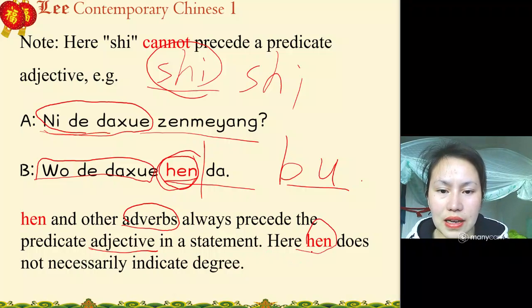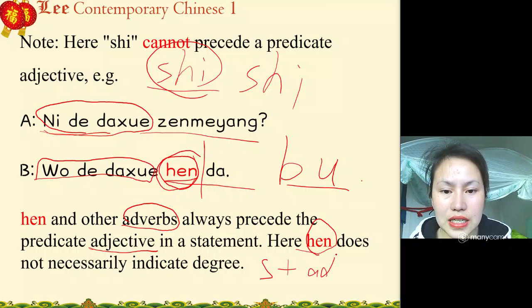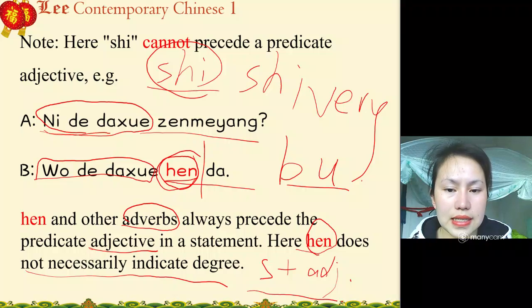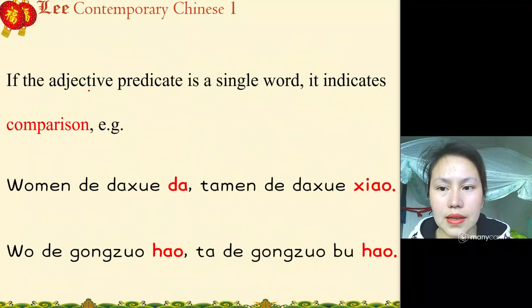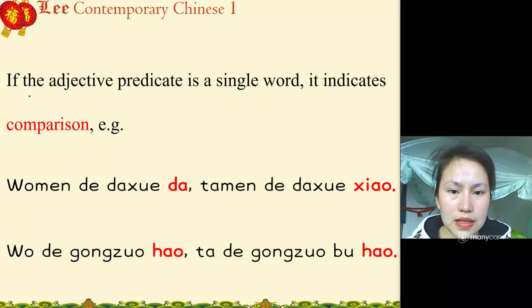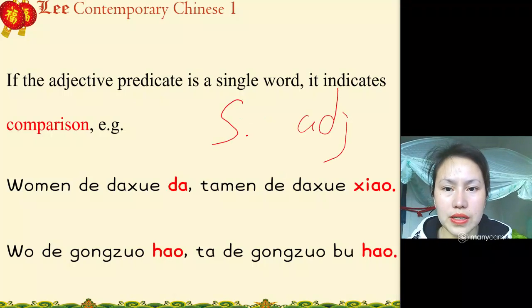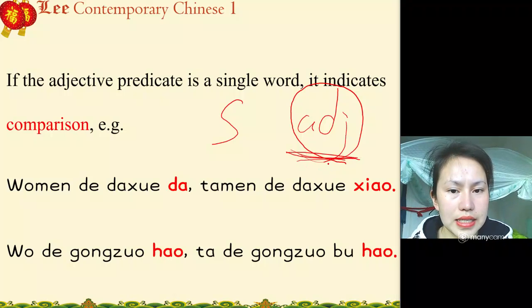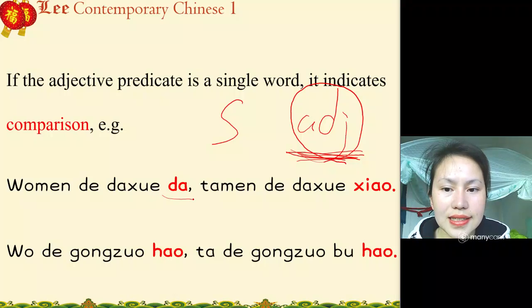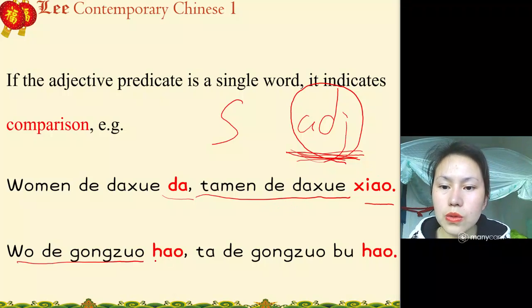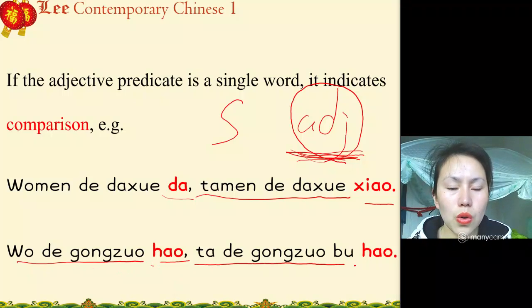But 很, when it precedes the adjective in a subject plus adjective sentence, does not necessarily indicate degree. Basically 很 indicates degree, very, but in this sentence pattern it does not necessarily do so. And we can also omit 很 and use subject plus adjective directly. But when there is only a single-word adjective, it implies comparison. Like 我们的大学大, our university, big. 他们的大学小, their university, small. 我的工作好, my job, good. 他的工作不好, his job, bad.